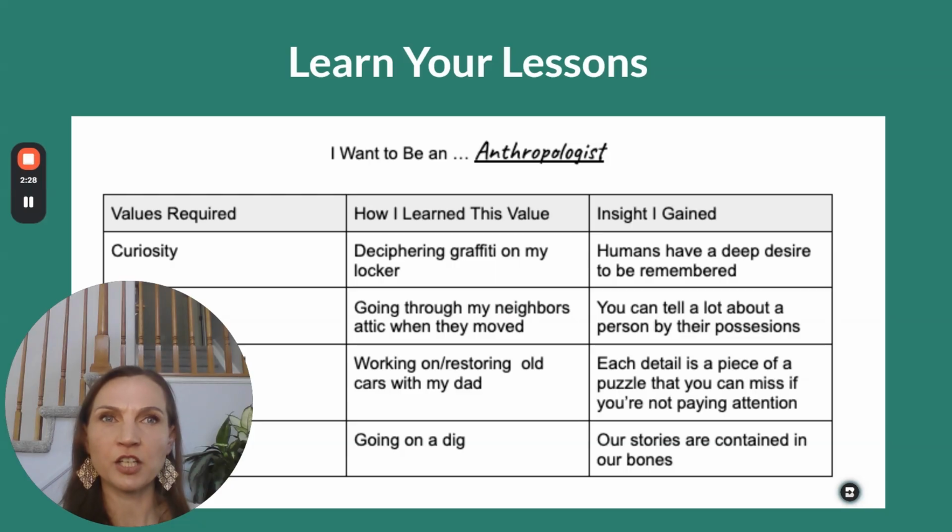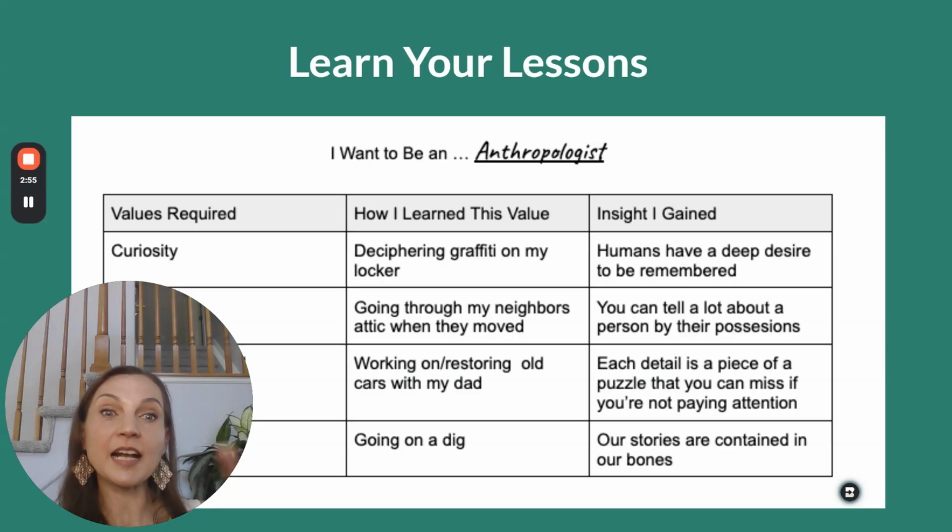So maybe if you've identified that curiosity is essential to being an anthropologist, maybe you realized you were interested in human history when you were deciphering the graffiti on your locker and you were thinking about this kid from the 90s and why he wrote his name on there and what he was thinking and who was Amanda and why was he in love with her. And you really epitomize that curiosity. It's a small moment, right? But maybe it was compelling to you. It was a moment you realized how interested you are in people from the past, right?